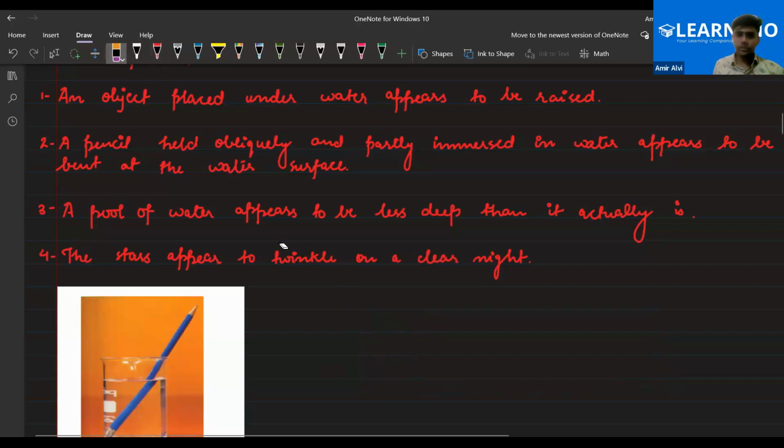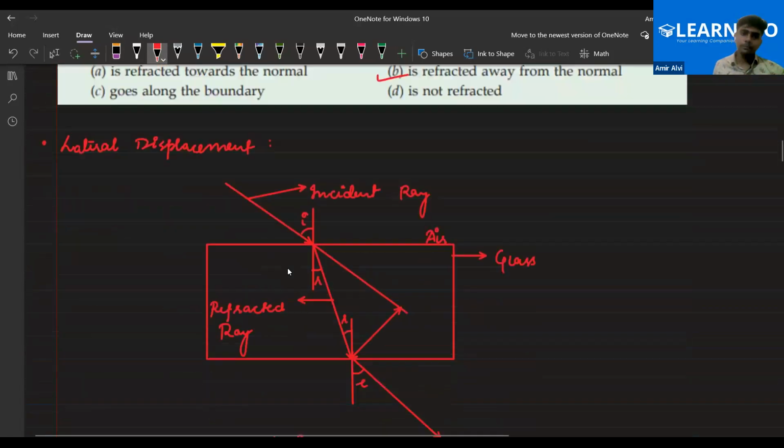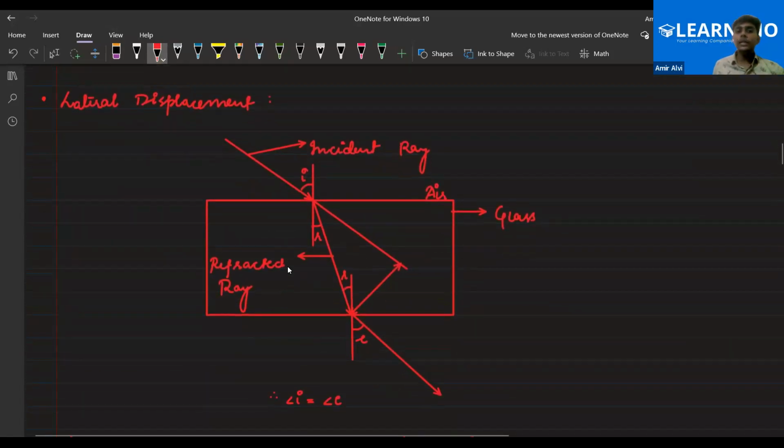Yes. Sure. Okay. Next, the star appears to twinkle on a clear night. We have done this in atmospheric refraction. Due to the varying densities in the atmosphere, atmospheric refraction happens, and due to that, stars appear to twinkle. They actually do not twinkle, but they appear to twinkle. Clear? Sure, that's great.